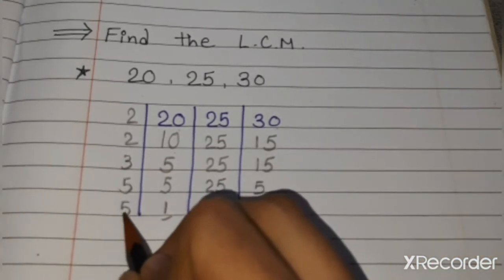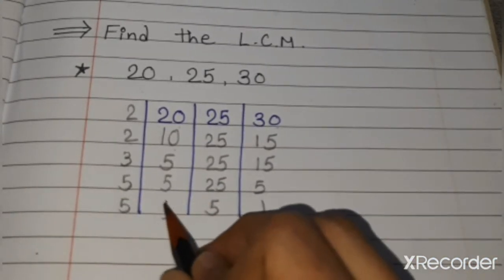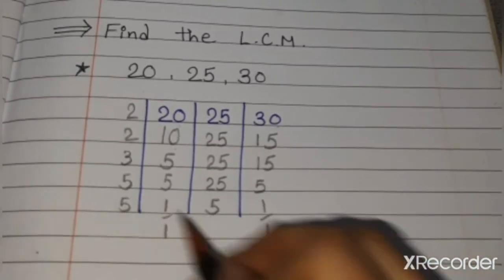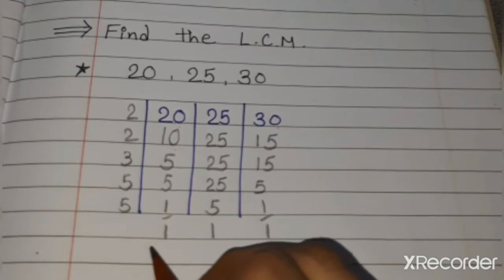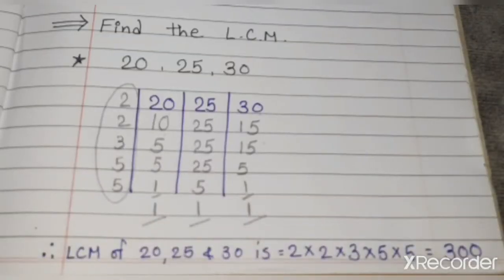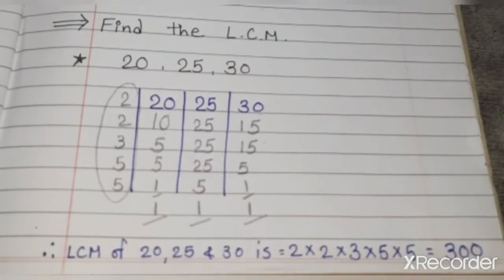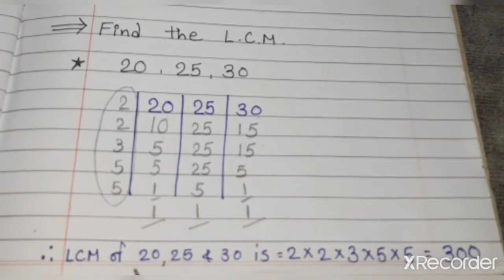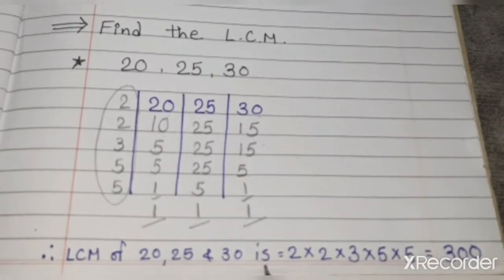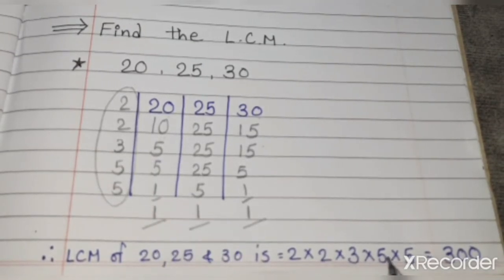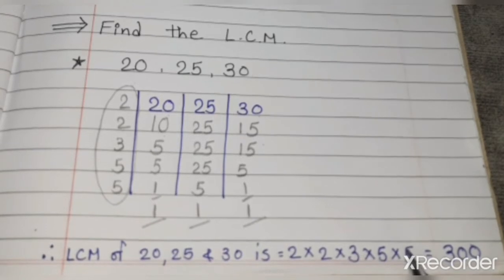Again we will divide this number with 5. 1 is here, so we will write 1 as it is. 5 ones are 5. Here we got 1 in all 3 columns, so here we will stop. To find out LCM of the given numbers, multiply these numbers. LCM of 20, 25 and 30 is 2 into 2 into 3 into 5 into 5.